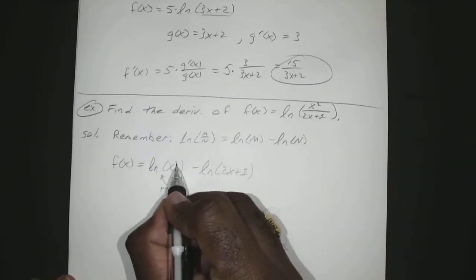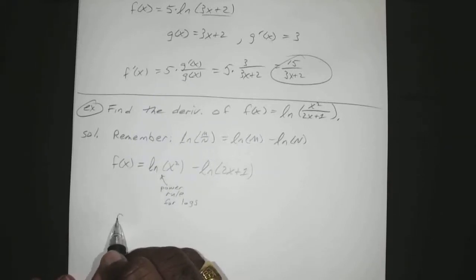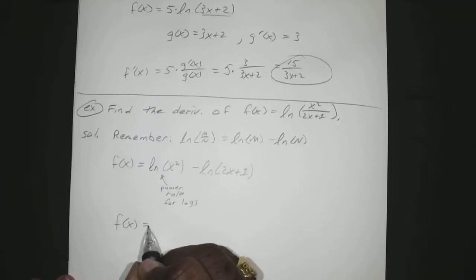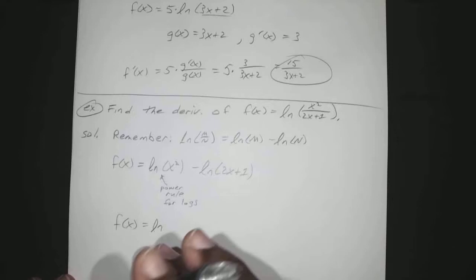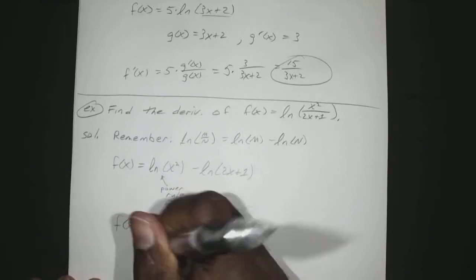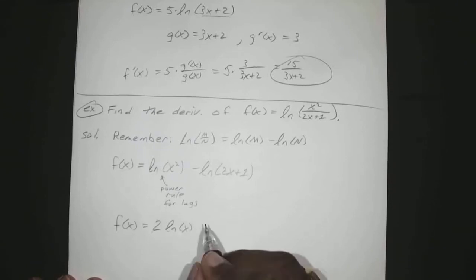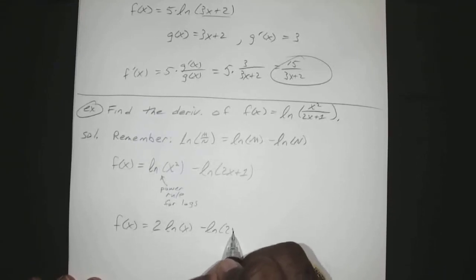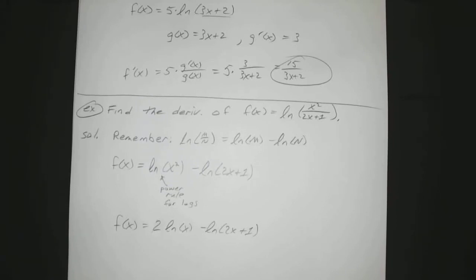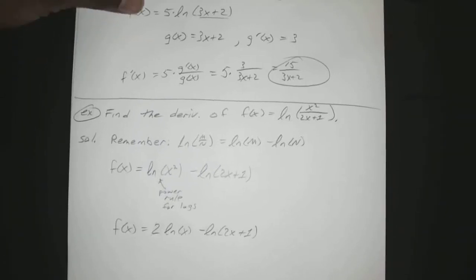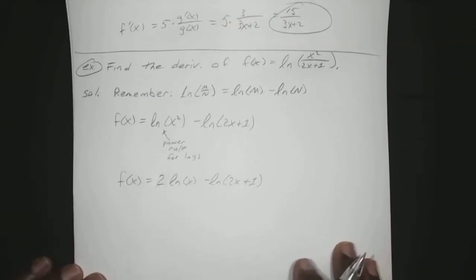So that 2 can come down to the front. So that means our f of x is equal to 2 times the natural log of x minus the natural log of 2x plus 1. Okay. And now we just differentiate both of those terms.